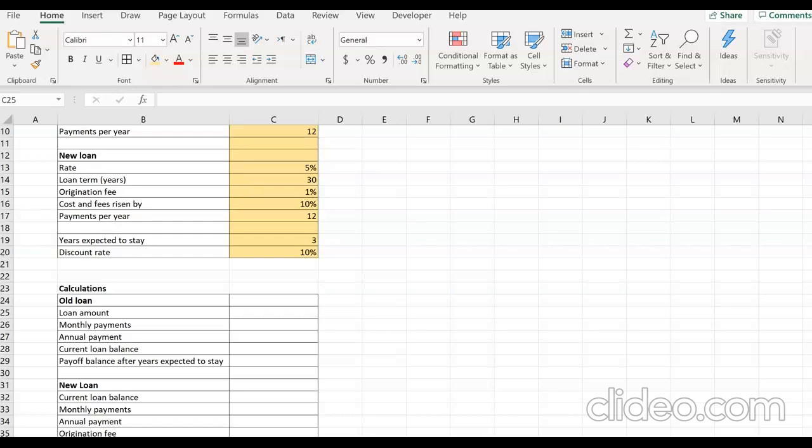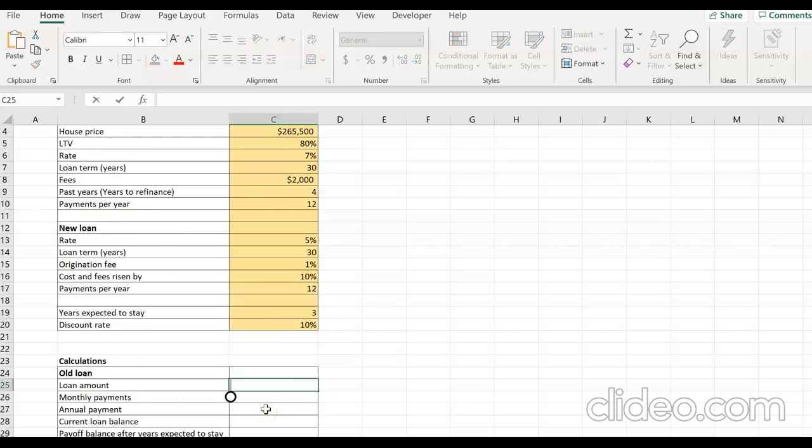I used the function CUMPRINC to calculate the accumulated principal over the past 4 years, and I subtracted the amount from the initial loan amount. To calculate the payoff balance at the end of stay, I used the function CUMPRINC to calculate the accumulated principal over the past 7 years, and I subtracted the amount from the initial loan amount, similar to the current loan balance calculation.